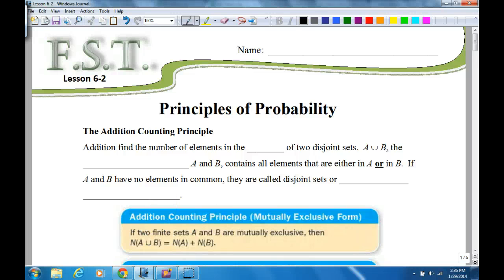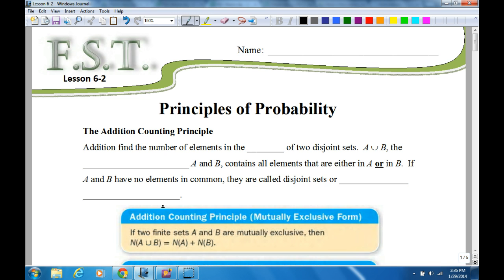So the main gist of today, there's three main things, okay? First thing we're going to be doing is developing two forms of the addition counting principle. We'll talk about that in a minute. We're going to find the probability of the union of events, and we're going to find the probability of complement events. Okay, and I understand that you guys probably don't know what I'm talking about right now, but by the end of the lesson you will. Okay, so let's start off.